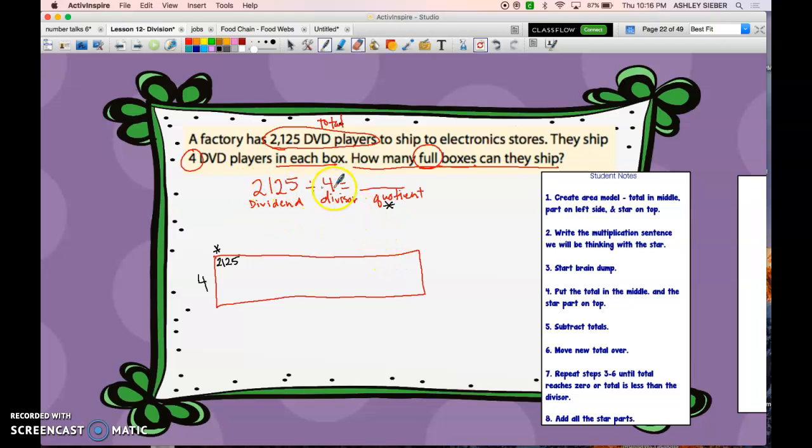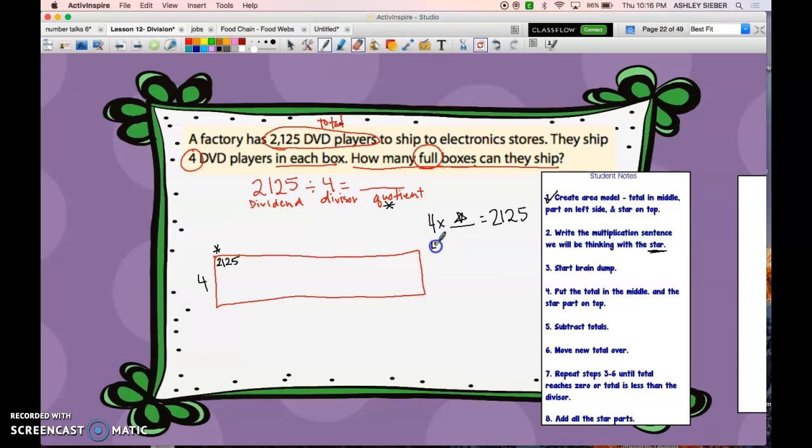So now we need to take our division sentence and flip it into a multiplication sentence. I created my area model. I'm going to write the multiplication sentence that we're going to be thinking. I'm going to include the star so I know where all of my star parts are. So I know that my divisor and my quotient get multiplied together to get my total. So I'm thinking 4 times something gets me close, but not more than 2,125. And all of these parts here are going to be my star parts. So I'm going to jump right in.